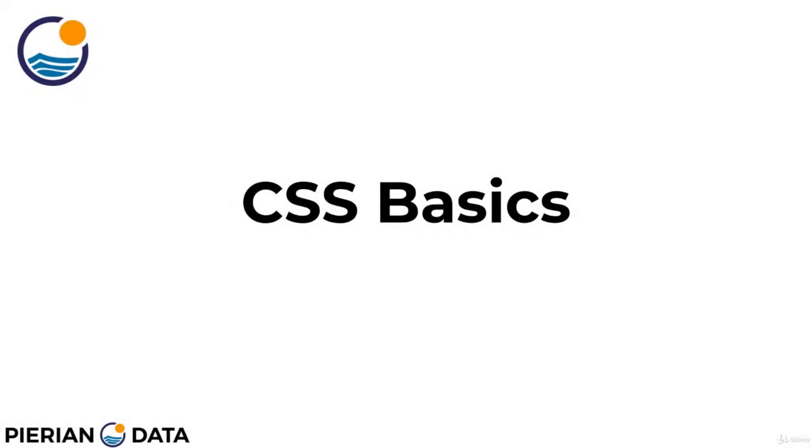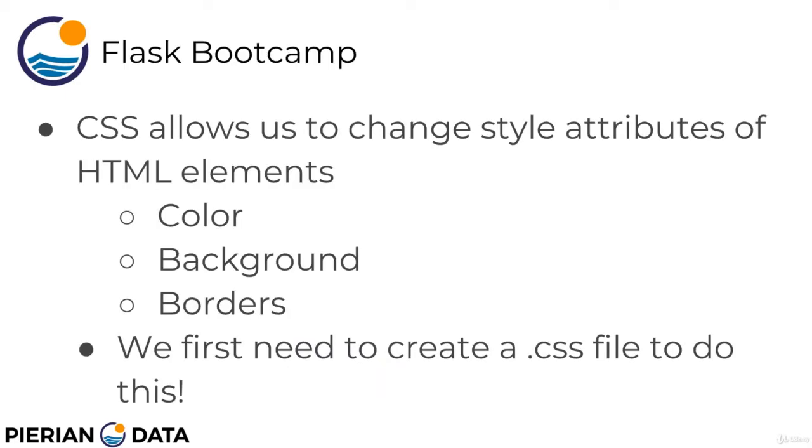Welcome back. In this lecture, we're going to start off our discussion by talking about the very basics of CSS. CSS stands for Cascading Style Sheets, and it's a style sheet language used for describing the presentation of a document written in HTML. What basically that means is that CSS allows us to change style attributes of HTML elements. And that can be things like the color of an element, the background of an element, the borders of an element, and much, much more.